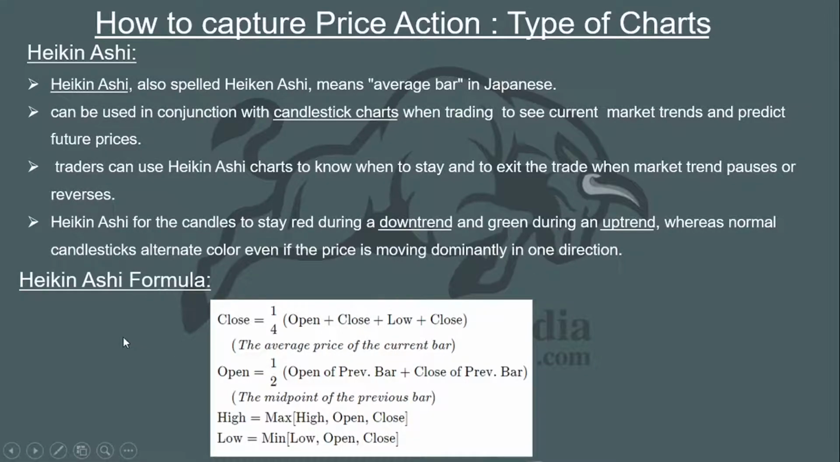The formula to calculate the Heikin-Ashi open, close, high, low is here. The closing price is calculated by adding open, high, low and close, divided by 4, and the open price is calculated by the open of the previous bar plus the close of the previous bar, divided by 2. The high is the max of high, open, close, and the low is calculated as the minimum of low, open, close.